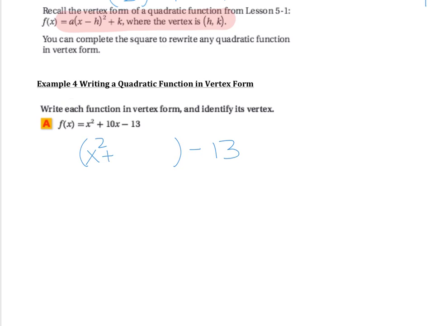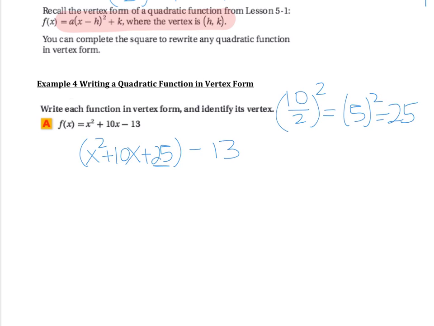So I have x squared plus 10x. So now I have 2 terms. I need the third. How do I do the third? Just like before. B divided by 2 squared. So this will be 25 inside here. Okay.